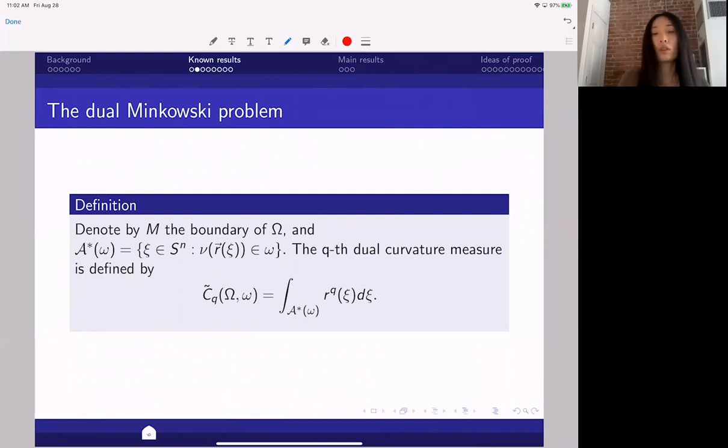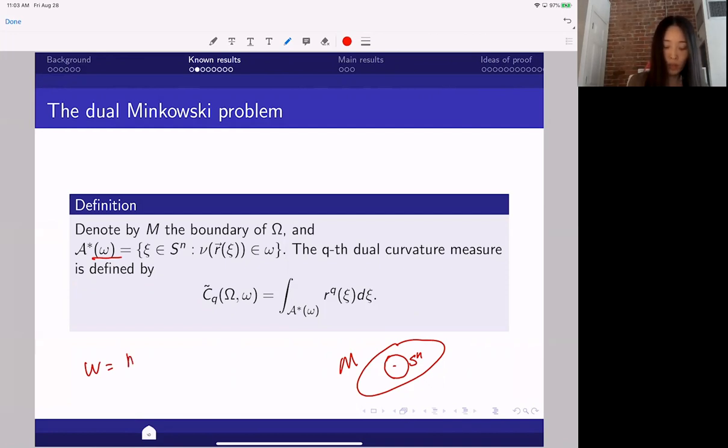So we denote M as the boundary of omega. Okay, so suppose this is our M, and here is our sphere S^n, and the omega here actually is a set on S^n, but to make it easier, we just say that omega is one point on S^n. So if omega is a point, say it's the North Pole.